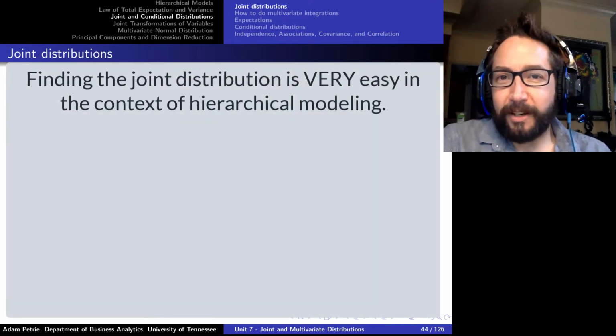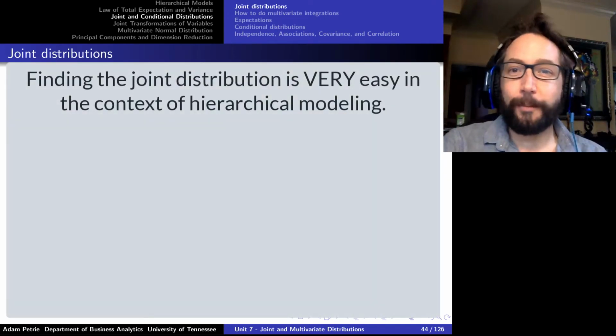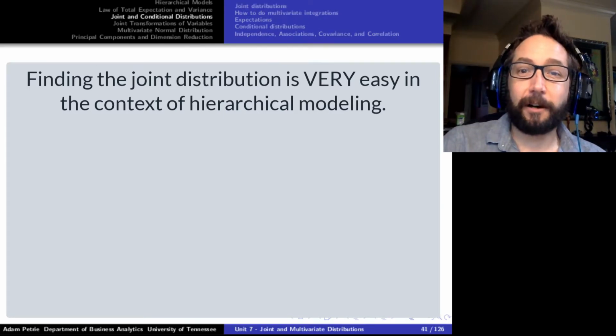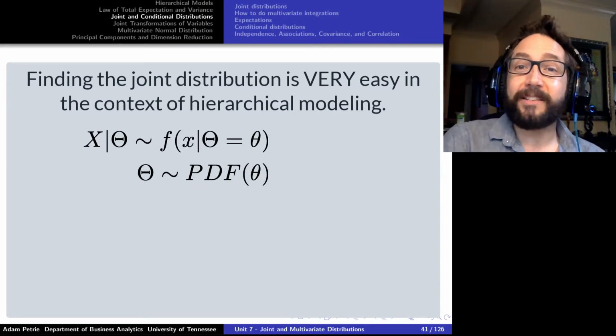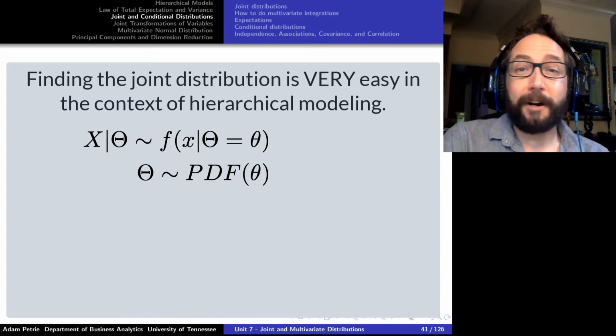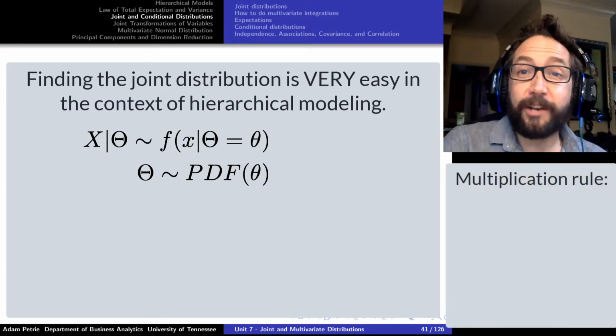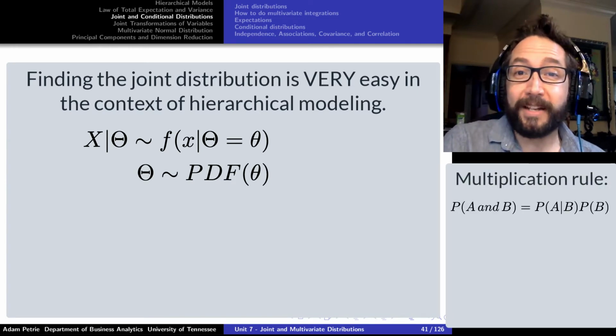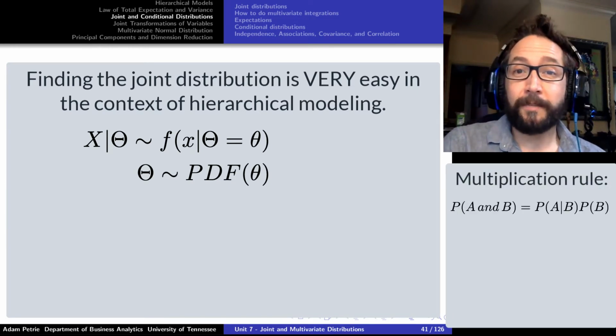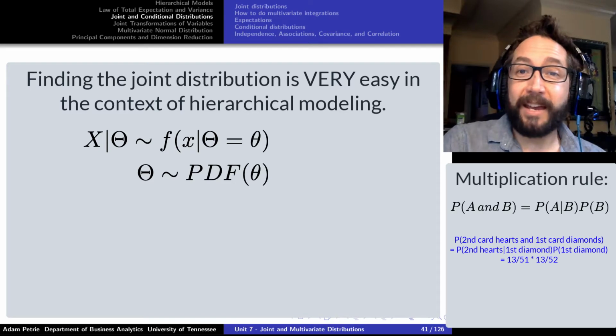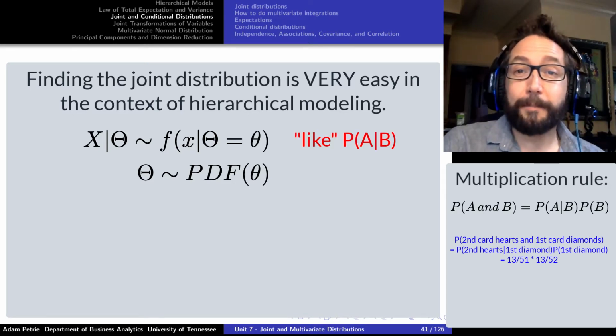Now, we can actually derive the joint distribution if we stay within the context of hierarchical modeling, actually really quite easily. And we can just take a page back from our classic rules about probability, where we wrote down the multiplication rule for the probability of two events, A and B, both occurring. We wrote that as the probability of A given B times the probability of B occurring.